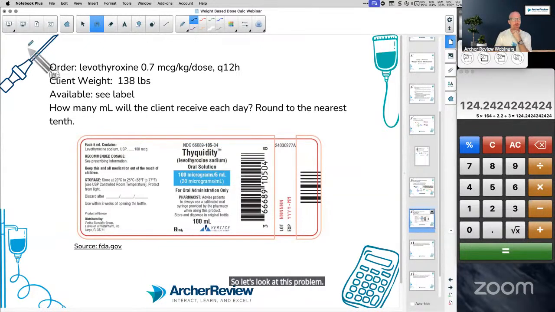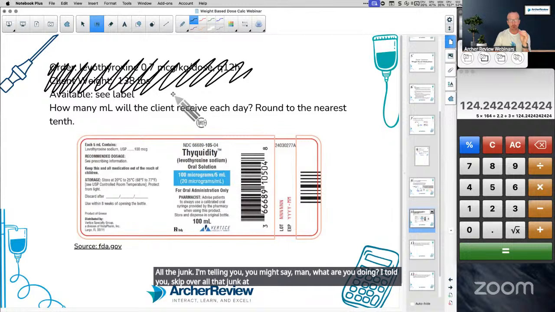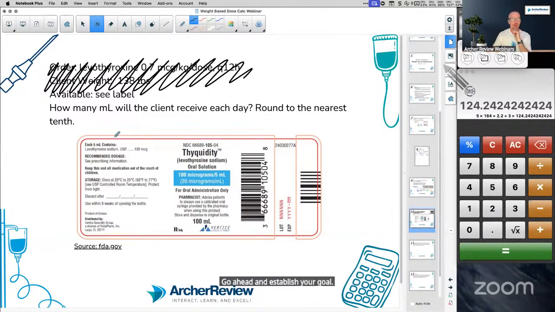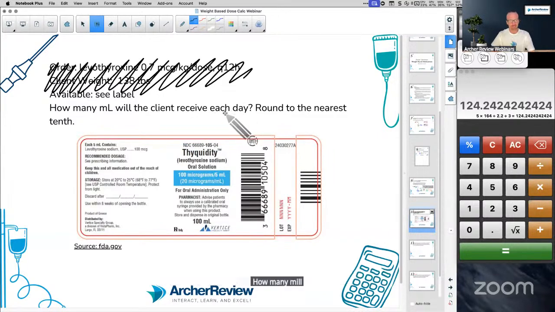I'm going to skip over all the junk. I'm telling you, you might say, man, what are you doing? I told you, skip over all that junk at the beginning. Go ahead and establish your goal. So our goal here is how many milliliters will the client receive each day? How many milliliters will the client receive per day?